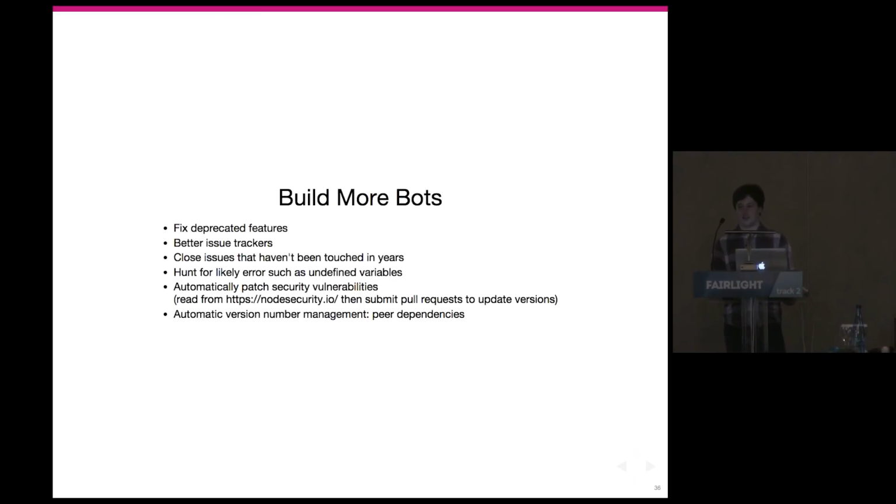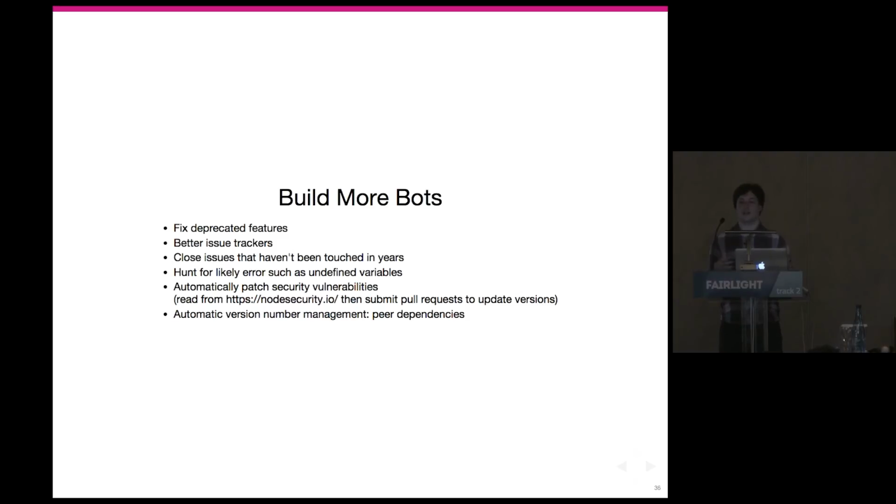So if there's one thing that I want you to take away from today's talk, it's that you should build more bots. You should automate more things. Write scripts when you need to do something to multiple repositories, like I did with Jade, and write bots when you need to keep something up to date over time, like I did with Regenerator Runtime. And some examples of the sorts of things you might be able to do is fixing deprecated features. You could build better issue tracking tools so you can keep track of the tasks and the issues and the pull requests that you need to look at.